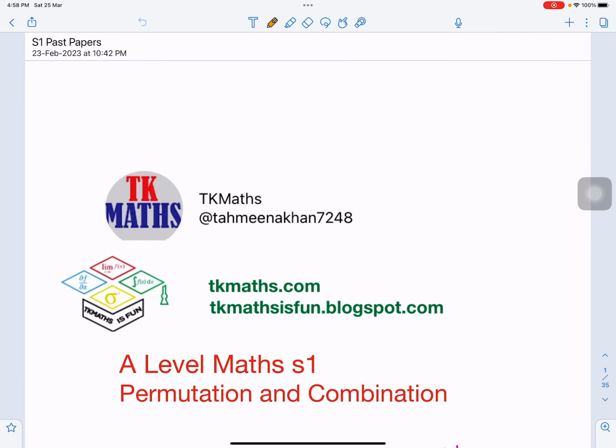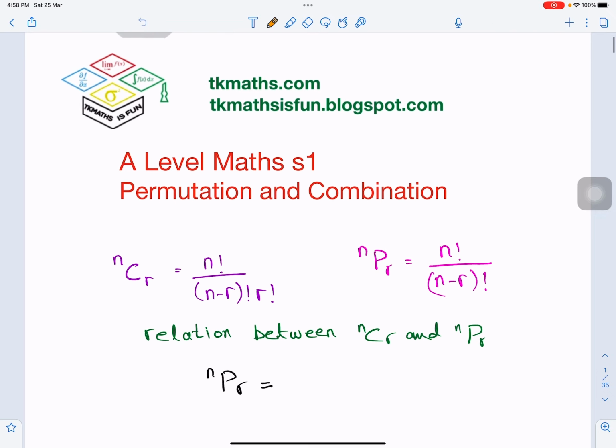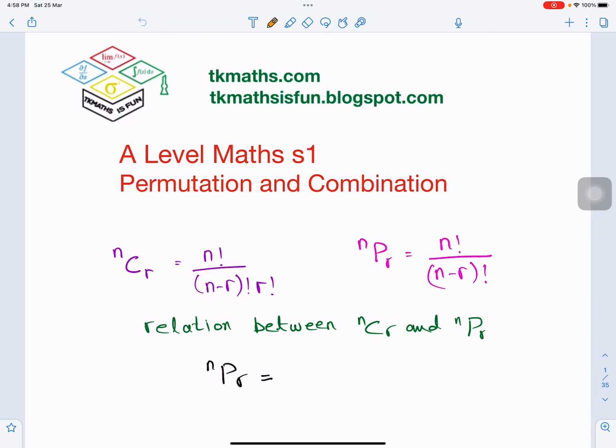In today's video, we will see a question on permutation and combination, which is a part of the syllabus of A-level mathematics S1. And it is a very, very interesting and challenging question. So let's start. Before we start, you see here the formula or the expansion of nCr and nPr. This you must know. It is given in MF19 also.